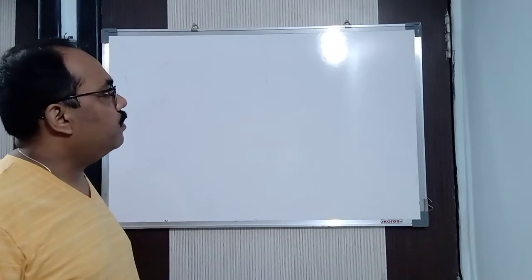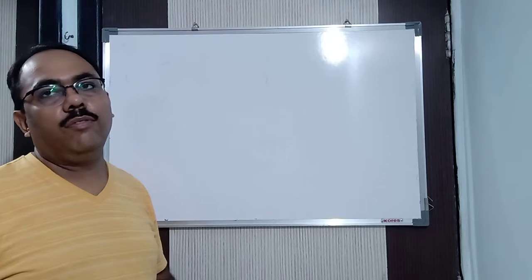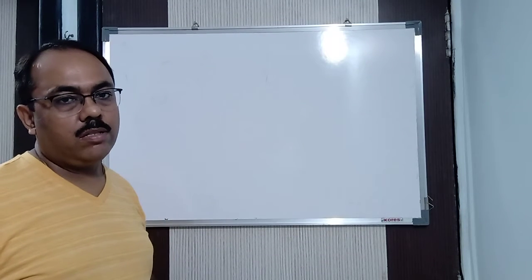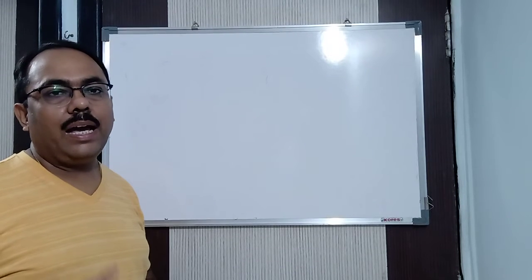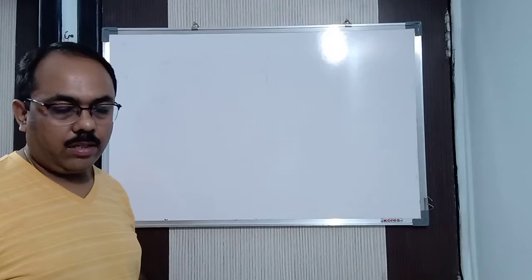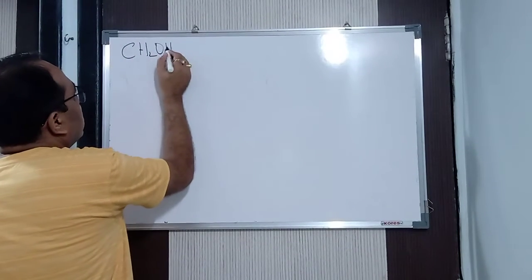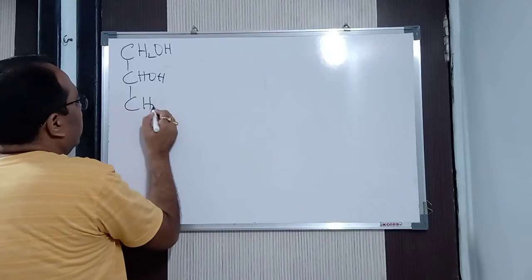Now coming to the last part of the glycerol, we have the reactions of glycerol with different oxidizing agents. First let me write the reactions, and then I will explain the different oxidizing agents you will take, and as a result the different products you will get. Okay, so glycerol: CH2OH, single bond, CHOH, single bond, CH2OH.